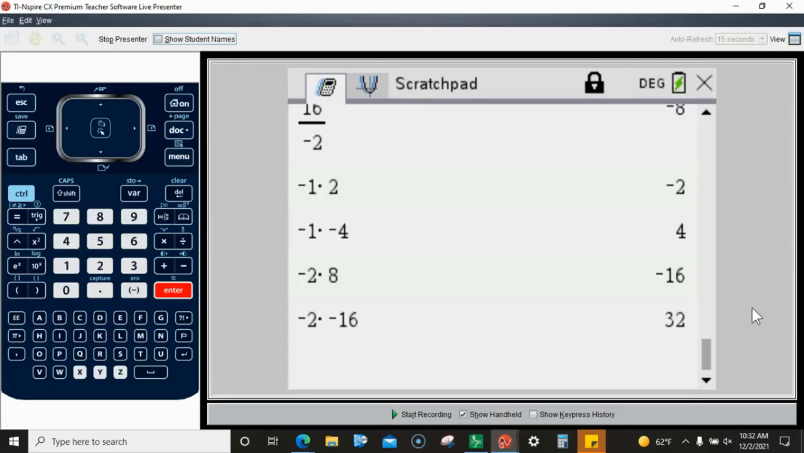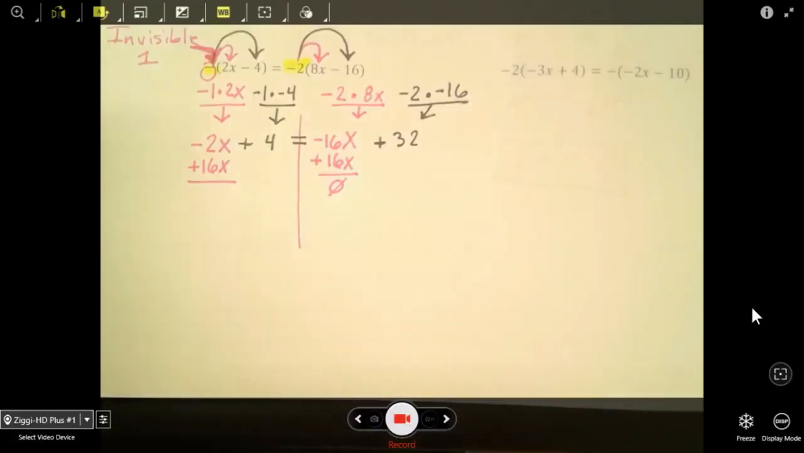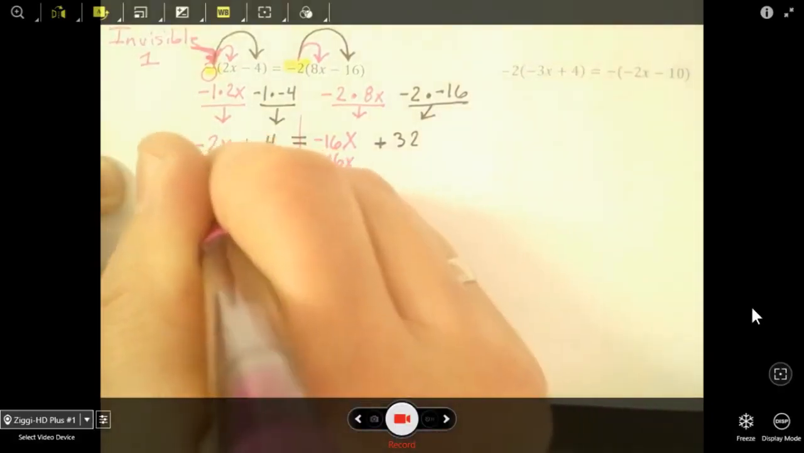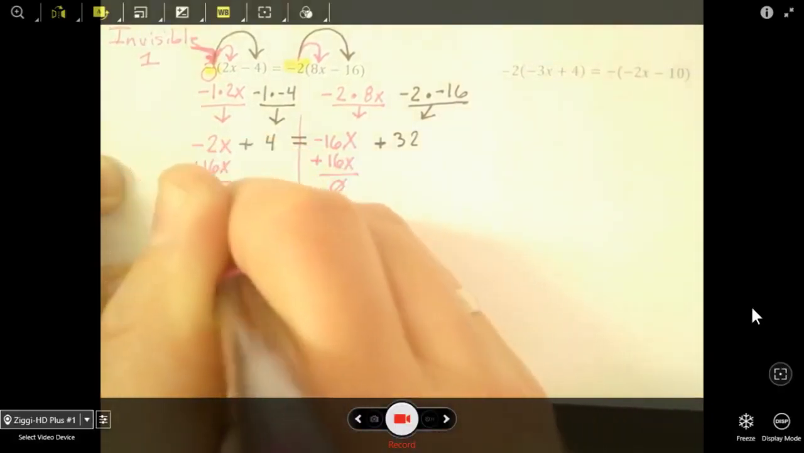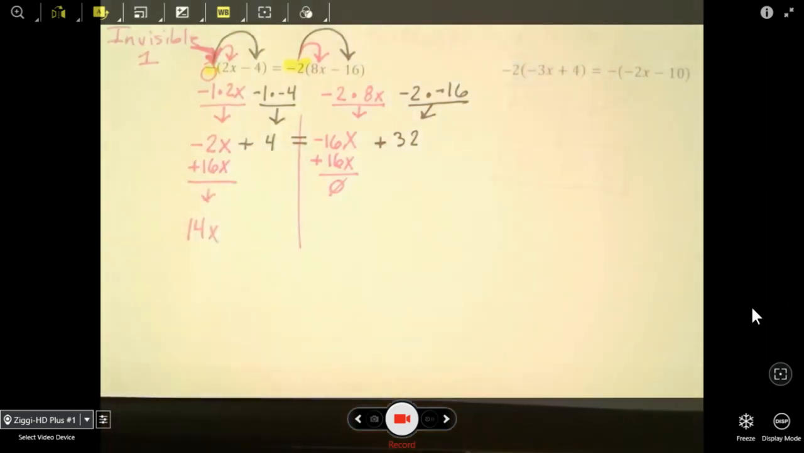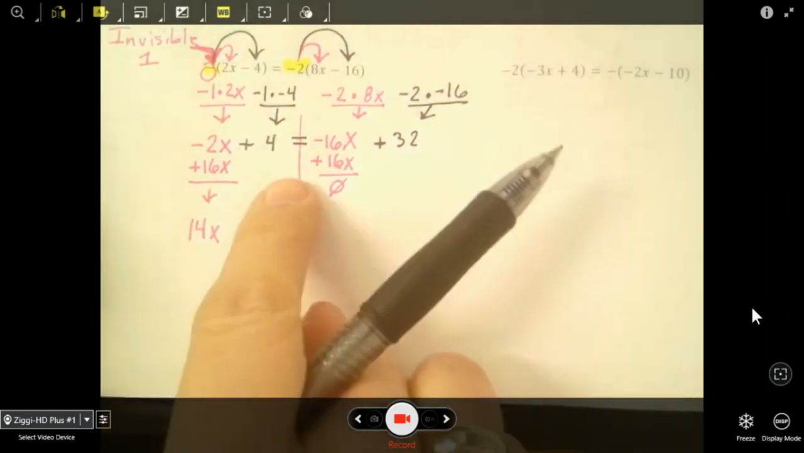So while this side gave me 0, -2 plus 16 gives me 14. So I'm going to write that down. So I have 14x.